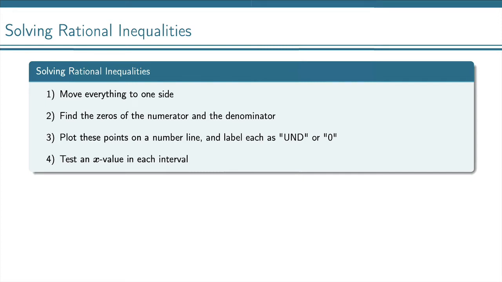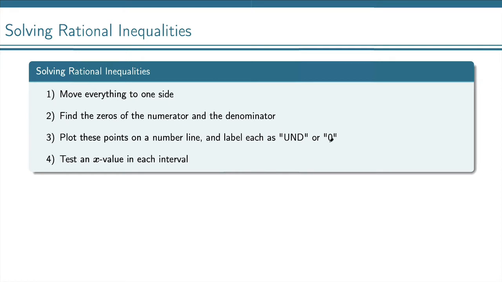Solving rational inequalities is similar to solving rational equations. However, after moving everything to one side, we're going to find the zeros of not just the numerator, but also the denominator. That's going to give us numbers that we'll plot on a number line. The zeros from the denominator we'll mark as UND for undefined, and from the numerator we'll mark just as 0 because that's where the whole fraction equals 0.